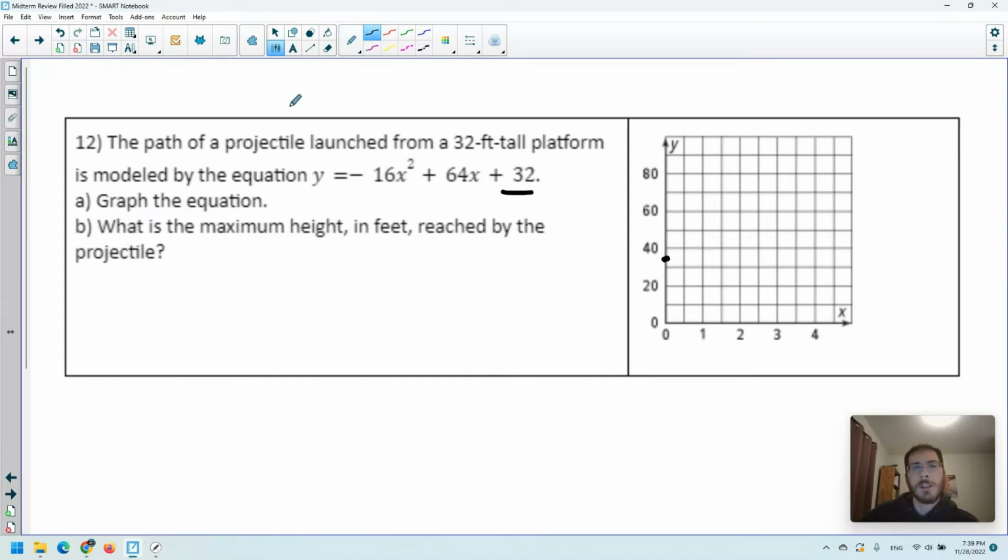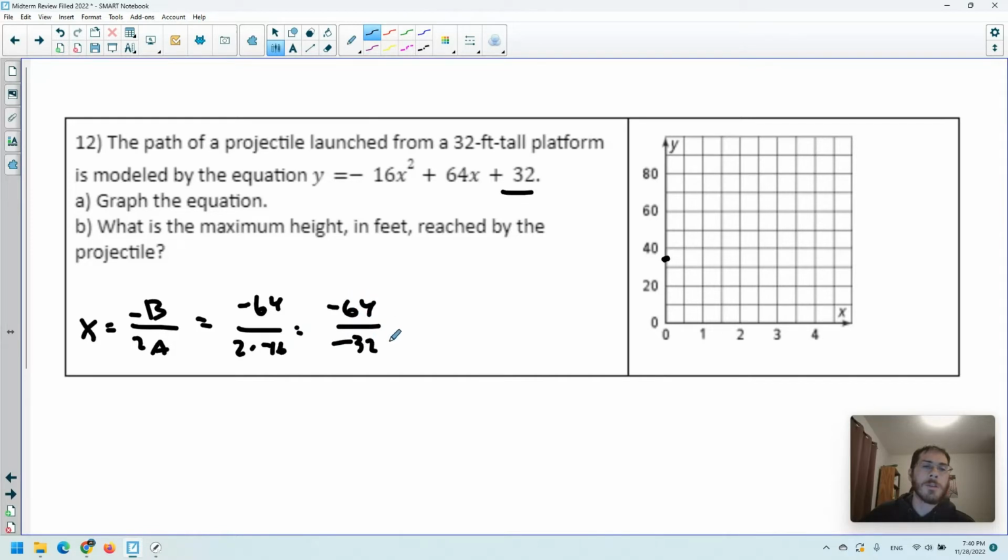If we want to find the vertex next, we can do this either by literally graphing it or just doing x equals negative b over 2a. In this case, b is 64. A is negative 16. So this is going to be negative 64 over negative 32, which is just regular 2. So I know that at 2, that's going to be my axis of symmetry. That's a really bad straight line, but we'll work with it.